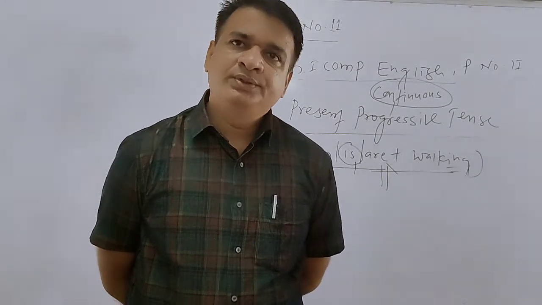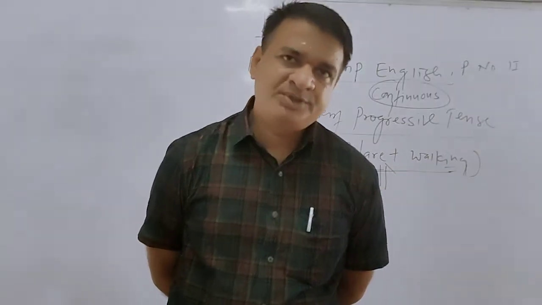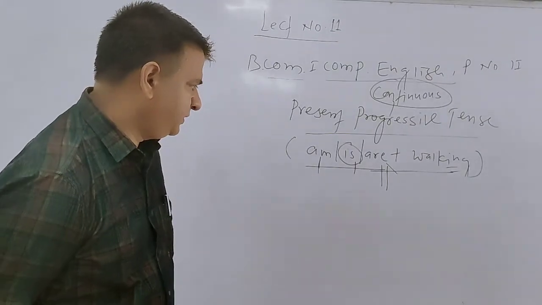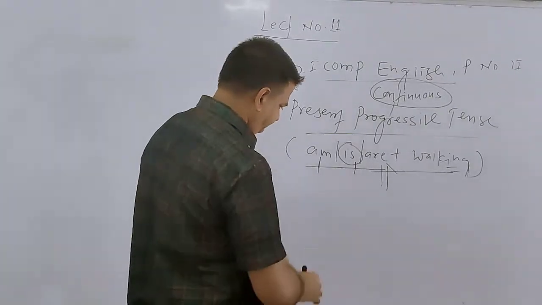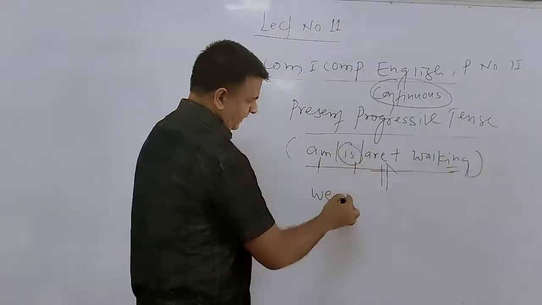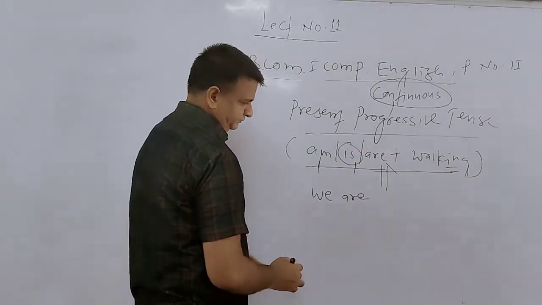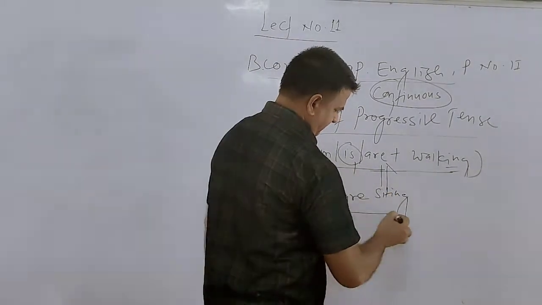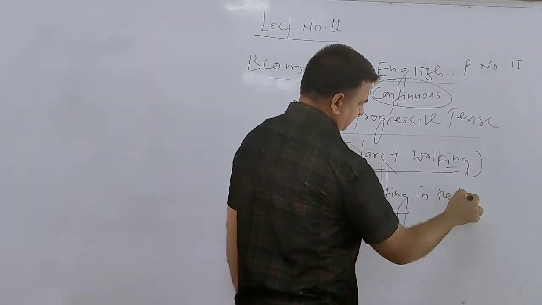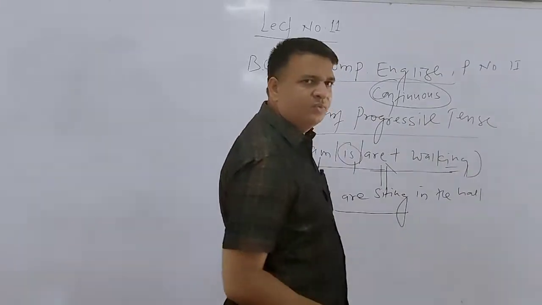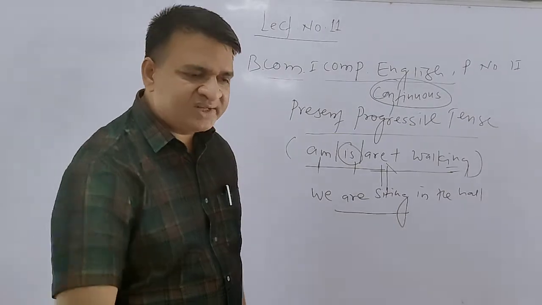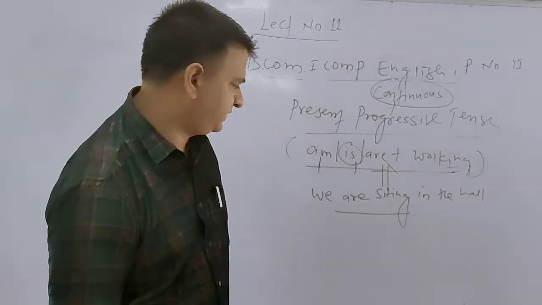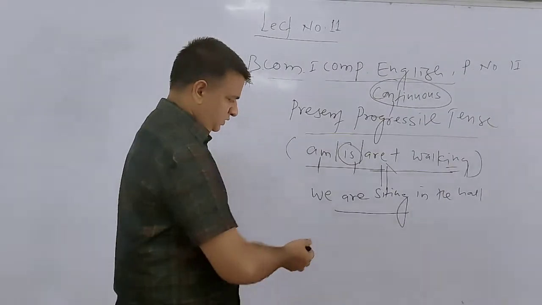R is used to give the information of plural nouns happenings. For example, we are sitting in the hall. Means one is giving information that we are sitting in the hall. आम्ही hall मध्ये बसत आहोत. That is the present tense information. We are sitting in the hall.